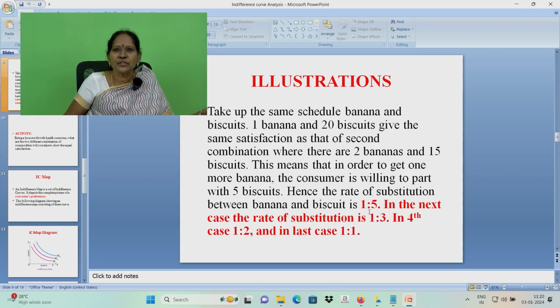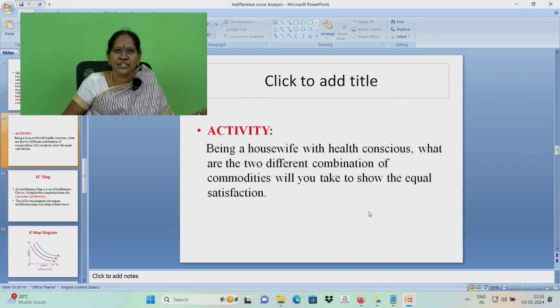It means that we are choosing the combination in such a way that one commodity is increasing and the other commodity is decreasing. For example, we are increasing the combination of banana and decreasing the combination of biscuits. But each and every combination will give you the same level of satisfaction. That is the analysis over here. We have to see the rate of substitution. Under the rate of substitution, we have 1:5 in the first combination, like that 1:3, 1:2, and 1:1 is the last combination.